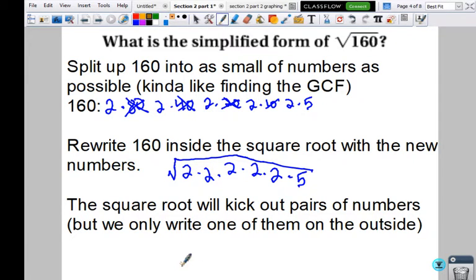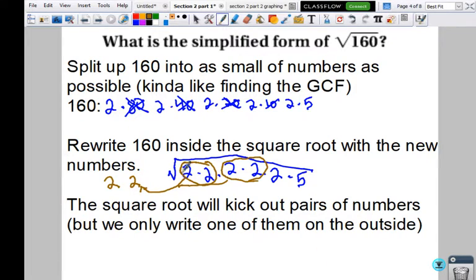So one way we can simplify these square roots is, if I have a pair of numbers, I have a pair of 2's right here, right? What happens when I have a pair of numbers inside a square root is they get kicked out by my square root, and when they get kicked out, it's like one of them goes away. A 2 is going to get kicked out. Another pair of 2's is going to get kicked out. So it's going to be the square root of 2 times 5.